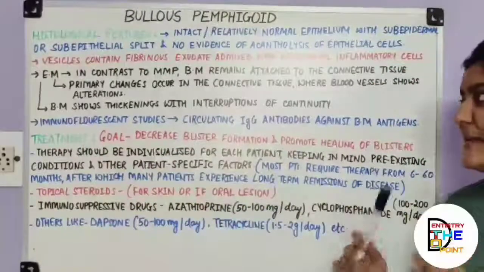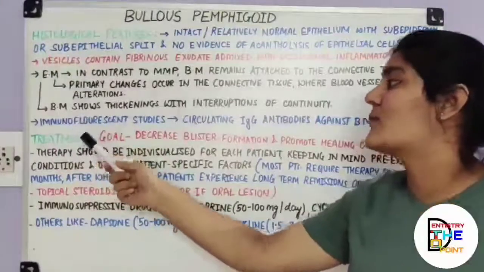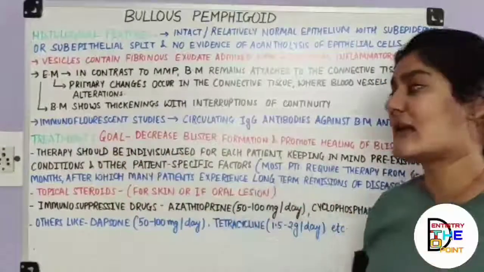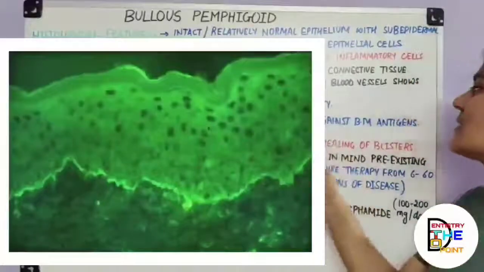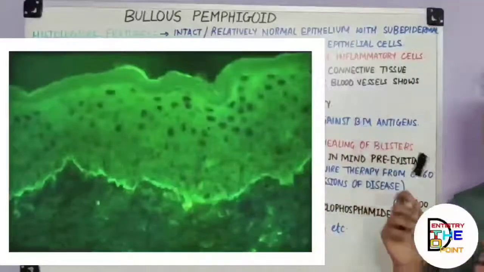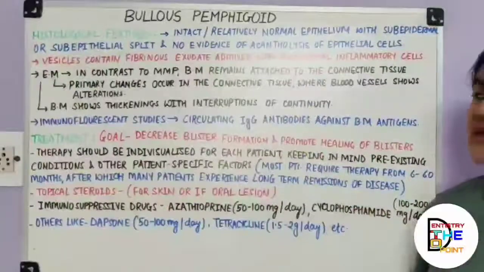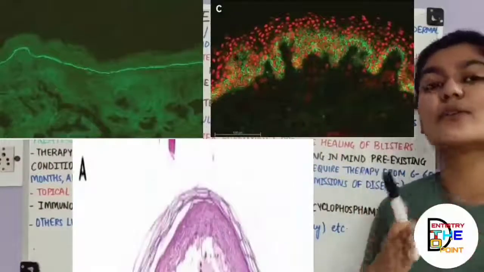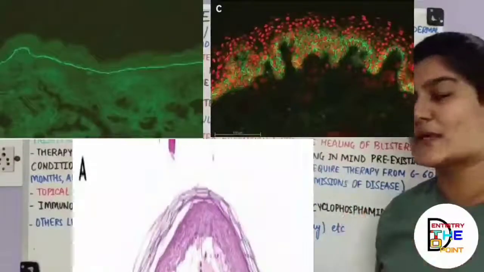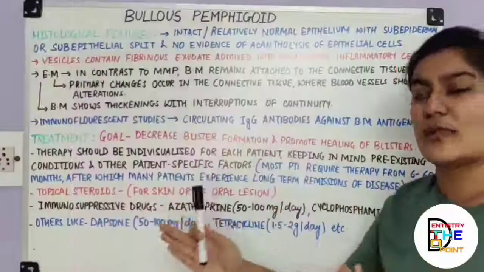Slight interruptions are there. If you do an immunofluorescence study, either direct or indirect, you are going to see circulating IgG autoantibodies or antibodies directed against the basement membrane antigens. We have seen this in the etiopathogenesis. So the whole of the histological features are nothing but a reflection of the clinical features which you have studied.